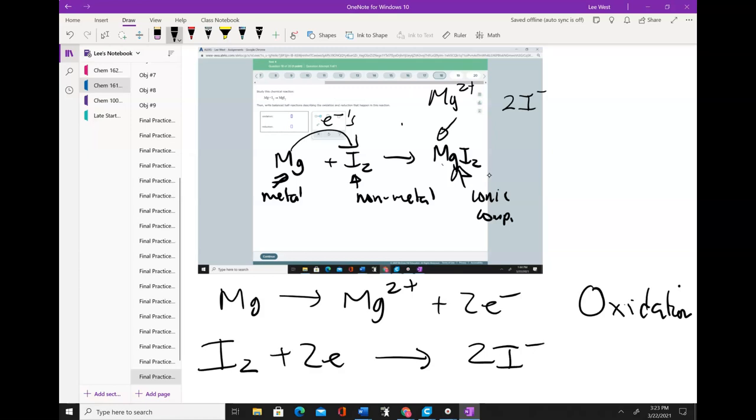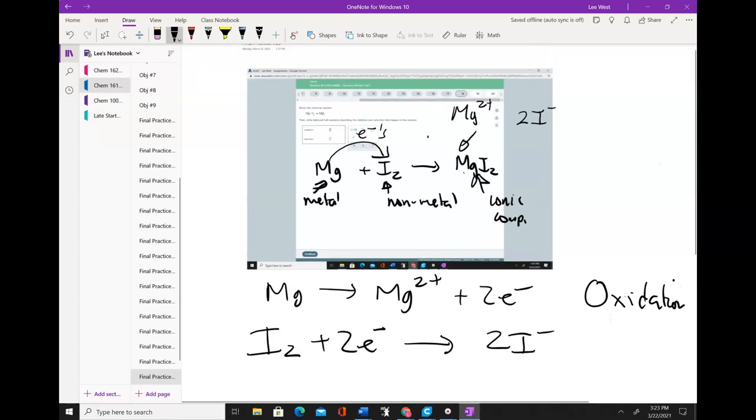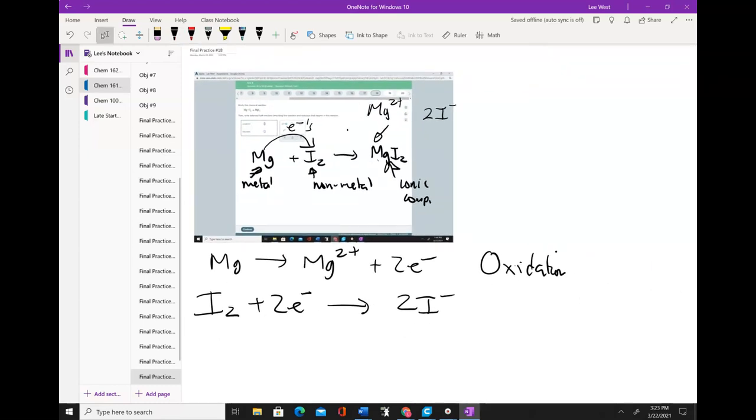By gaining the 2 electrons that are lost by the metal. So that is reduction. There we go.